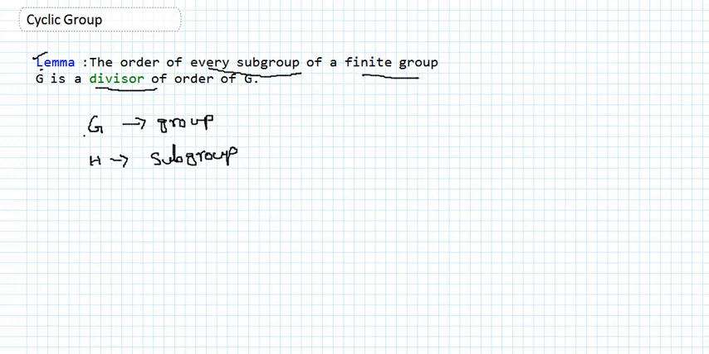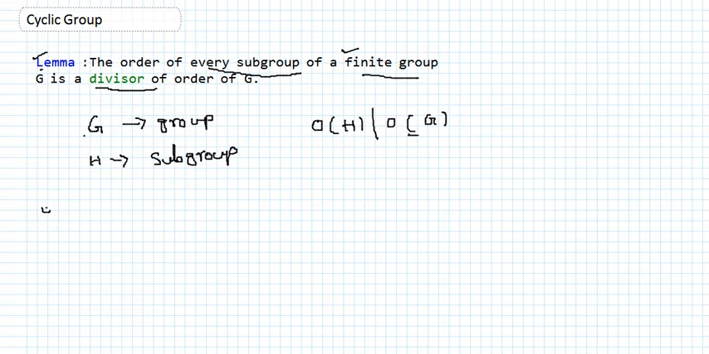The order of a group means the number of elements in the group. So if H is a subgroup of G, then the order of H must divide the order of G. Each and every subgroup of a finite group satisfies this; the result is true only if the order of G is finite. Let's talk about this result by taking some particular examples.